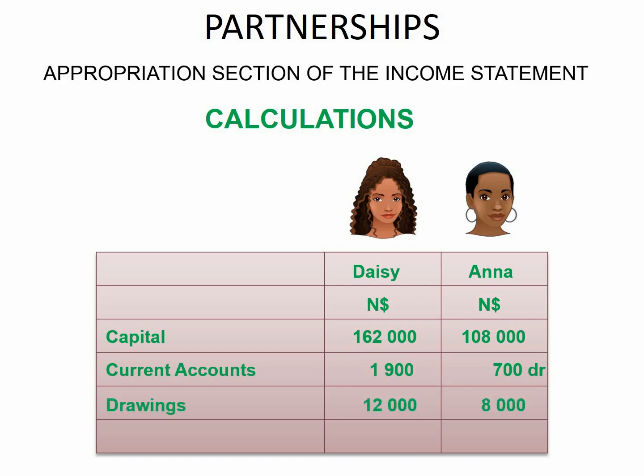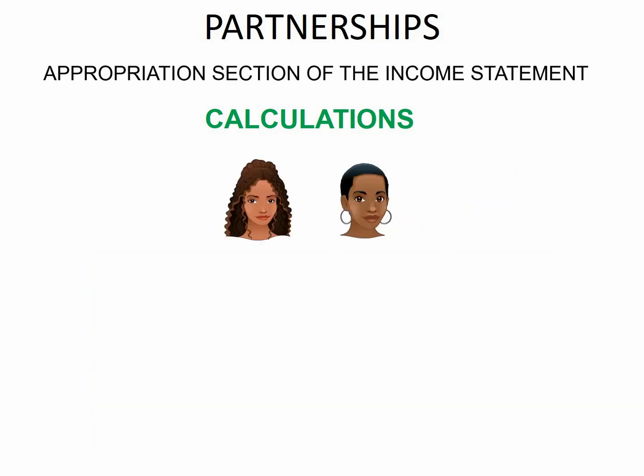Drawings, Daisy had 12,000 and Anna had 8,000 worth of drawings. And then Anna made a loan to the partnership. This means that the partnership owes Anna 28,000. And profit and losses are shared in regards to the capital invested.